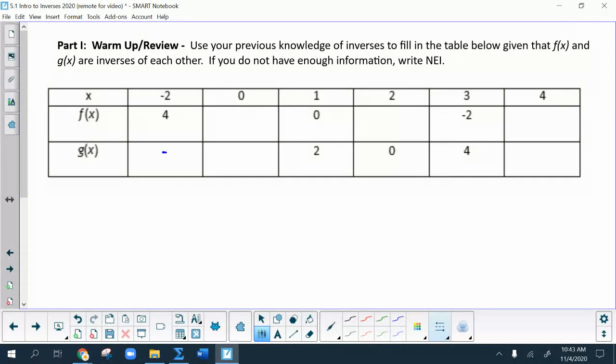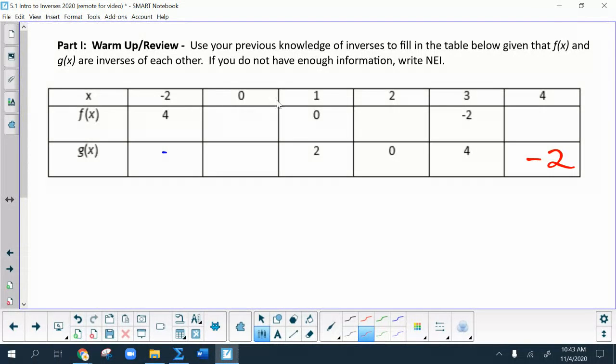Okay. So things that are inverses of each other mean that the x and the y values switch. So for instance, in this first column here, it says f of -2 equals 4. That means that if g is the inverse, g of 4 would equal -2. Let me put that over here. And I'm just going to keep using that information to start filling stuff in.